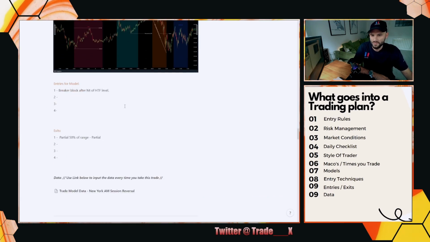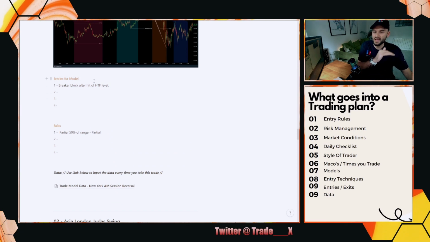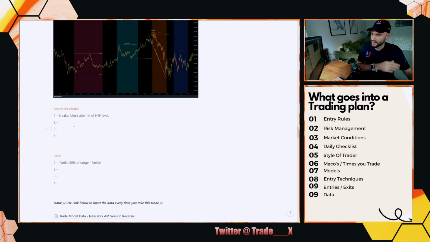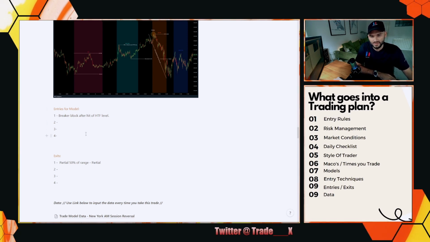Okay, there's an example, and then below that, you want to have the entries inside of that model that you are looking to take for your trade, right? So for me, in a New York AM session reversal, I'm looking for a breaker block on the lower time frame after a hit of the higher time frame PD array. So up here, for example, if a PD array has been met, I'm then looking for a breaker, and that is my entry. All right. But I have secondary, I have tertiary entries, I have variations to it. This is all back-tested data, right? So you just want to have the entries inside of your models annotated.